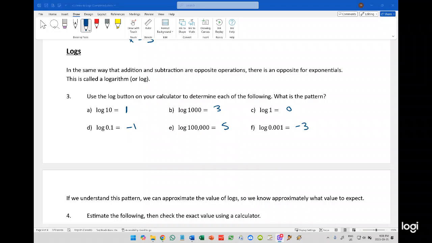For 100,000, we have 5 zeros. And in F, we have to move the decimal place over 3 to put it back after the 1 like it should be, so we say it's -3.